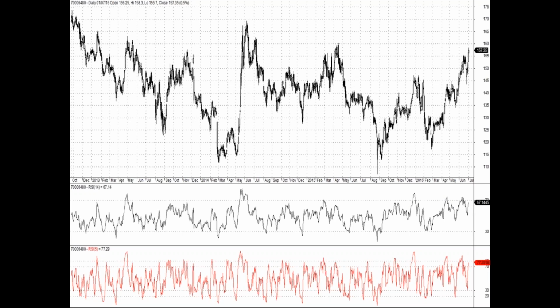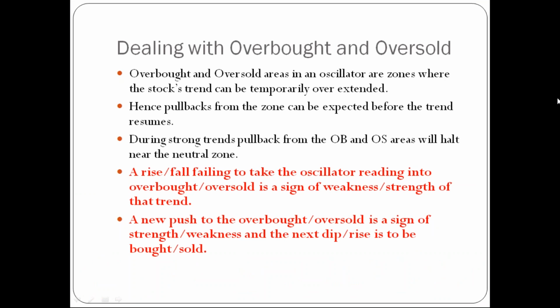As we move forward with the course, we will see how we can utilize shorter period RSI and under what conditions. So how do we deal with oversold and overbought zones? Here comes your first trading setup: how you can deal with the overbought and oversold zone.